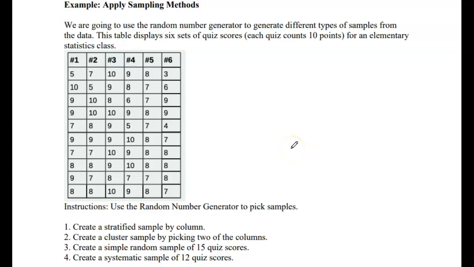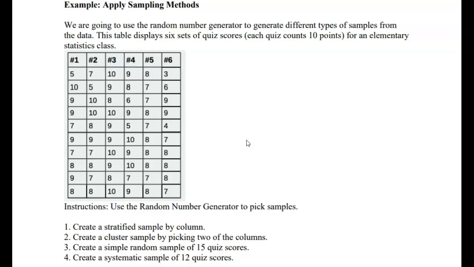We're going to use a random number generator to pick samples. I'm going to show you one. You can use an online random number generator, or a calculator one, or StatCrunch has one. We're going to use that to create samples using different methods. The first method says create a stratified sample by column.